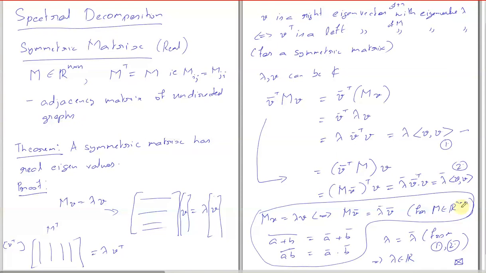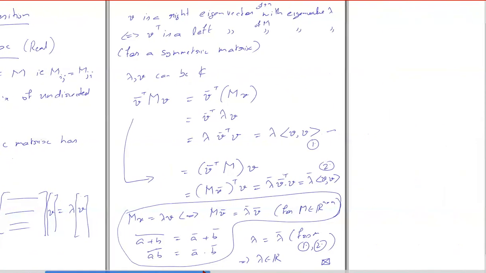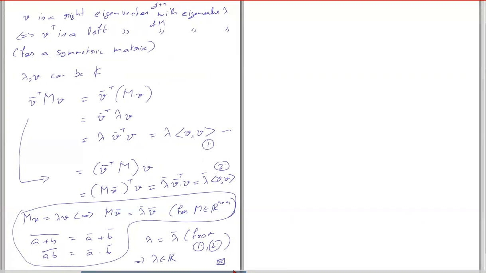And remember V is a non-zero vector. This can also be equal if V is a zero vector, but V is a non-zero vector because eigenvectors are non-zero. So we saw something interesting about symmetric matrices, right? The eigenvalues are real. Very nice.